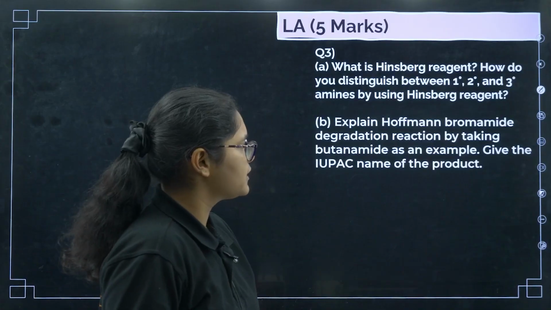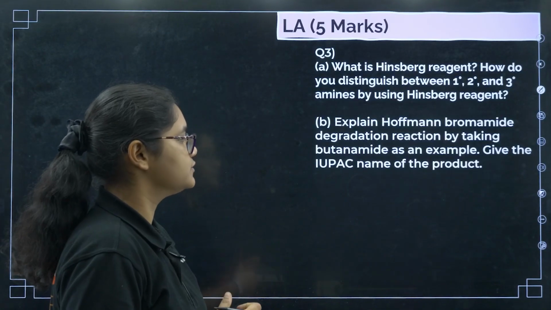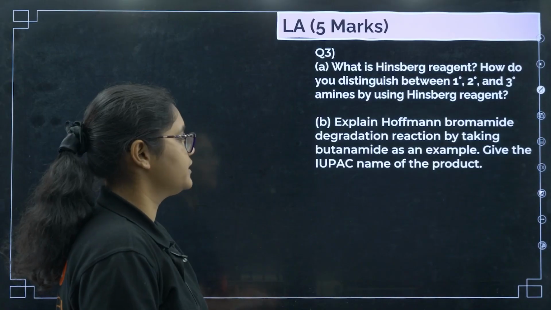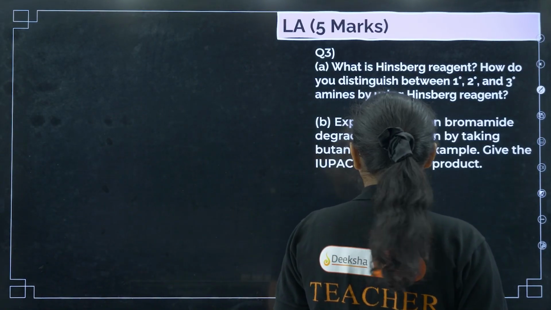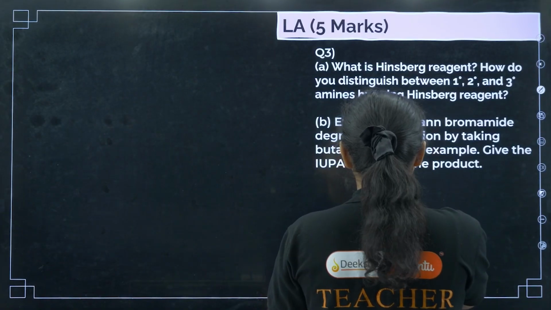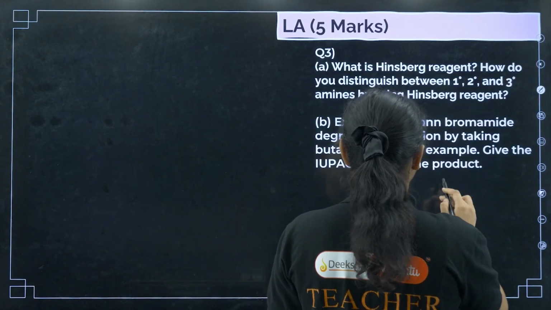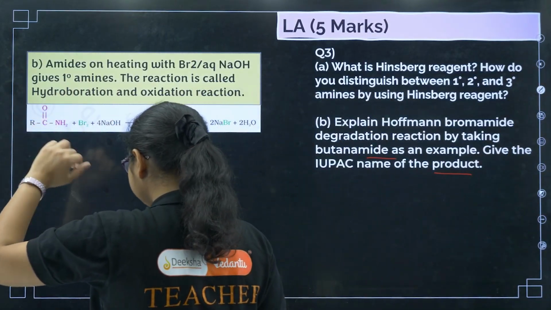Next, what is Hinsberg reagent? How do you distinguish between primary, secondary and tertiary amines using Hinsberg reagent? Very important question. Hofmann bromamide degradation, and give an example. Give the IUPAC name, by taking butanamide as an example, and give the IUPAC name of the product. Okay, so I am giving you a general example.